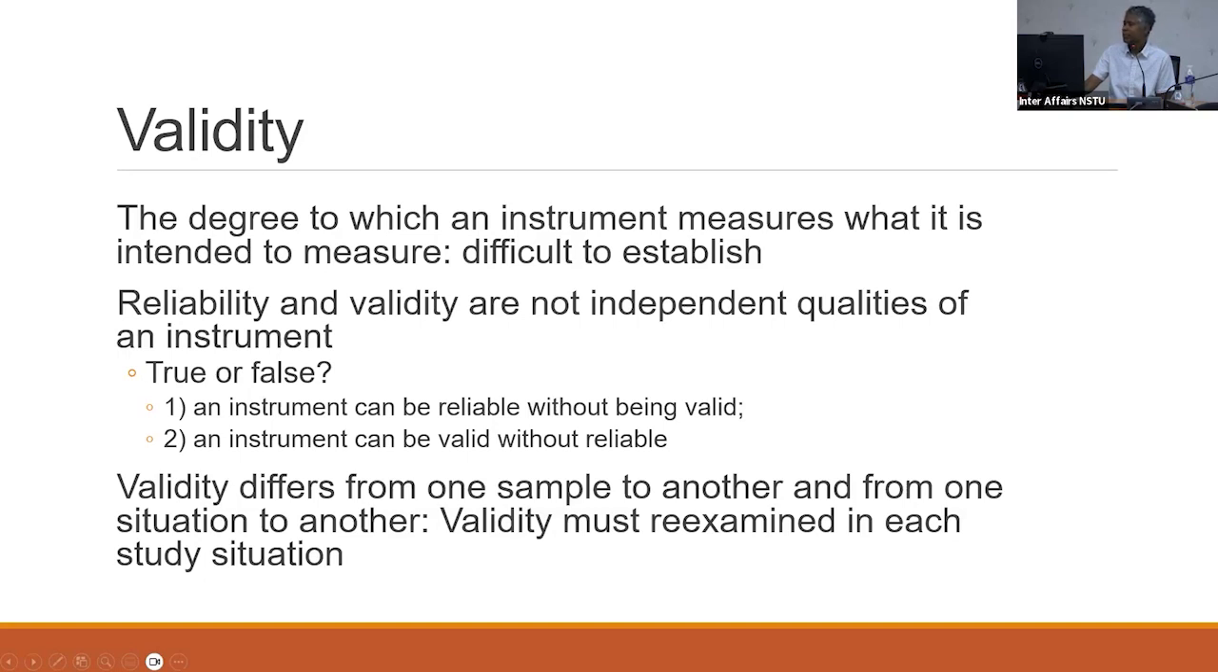Let's ask. Who will we ask this time? Someone that we didn't ask before. This person here. Dinlong, can you come on camera and answer the question? All right. True or false? An instrument can be reliable without being valid. You're on mute now. Do you think that's a true statement or a false statement?